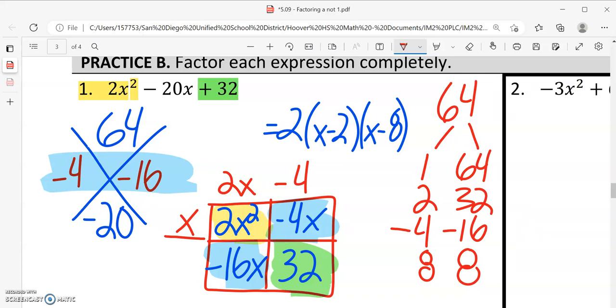Negative 8. Very good. And then if you check this last one, is negative 8 times 2x negative 16x? It does. We have our factors. So we have 2x minus 4.